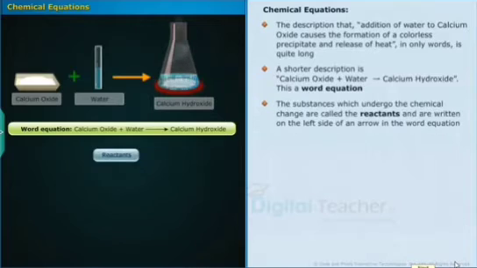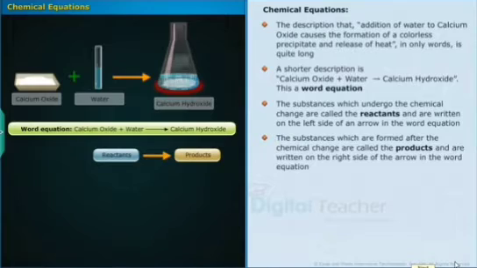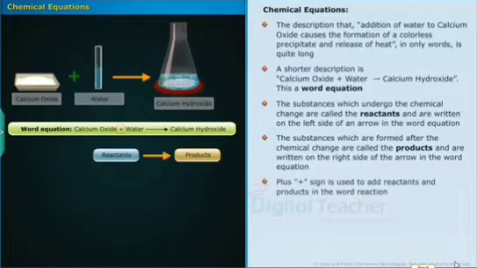The substances which undergo the chemical change are called the reactants and are written on the left side of an arrow in the word equation. The substances which are formed after the chemical change are called the products and are written on the right side of the arrow in the word equation. A plus sign is used to add reactants and products in the word equation.